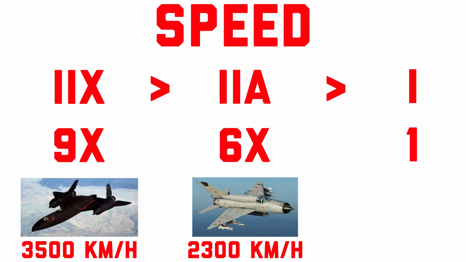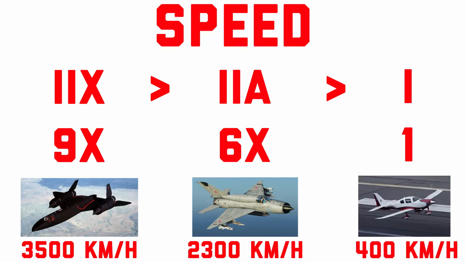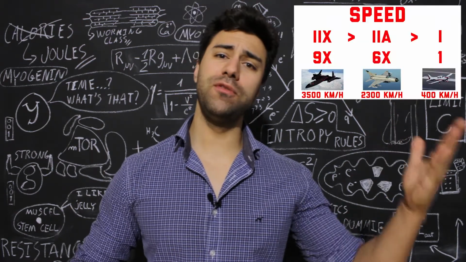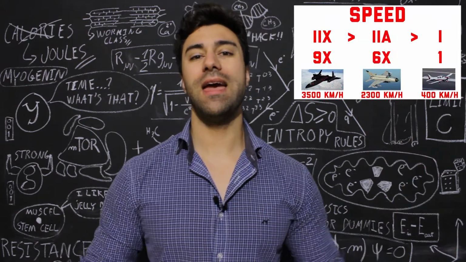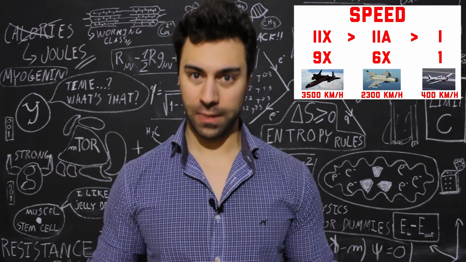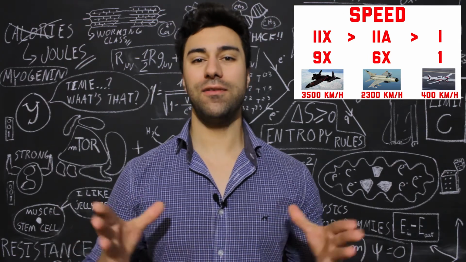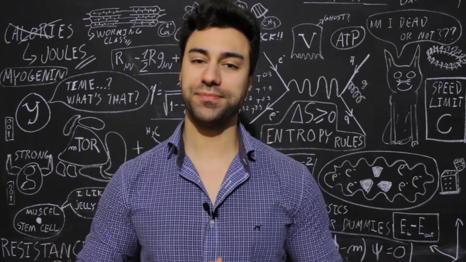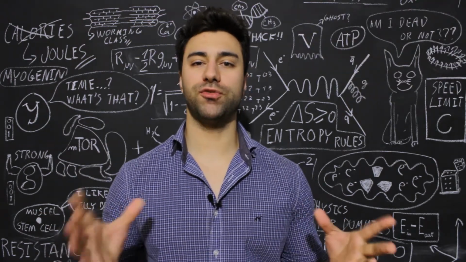And the type 1 muscle fibers will be a Cessna, capable of going 400 kilometers per hour at its max speed. So you can see that between 400 kilometers per hour and 3,500, there's a lot of difference in contraction speed within muscle fibers. Secondly, we move on to strength.